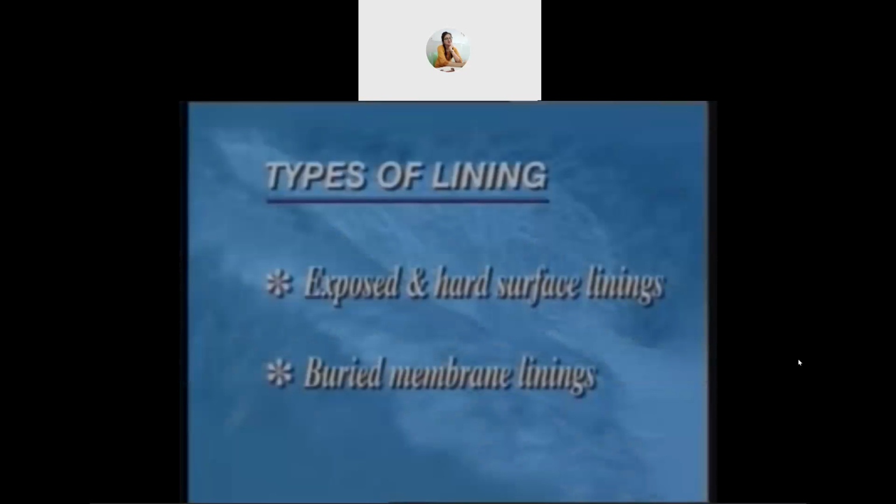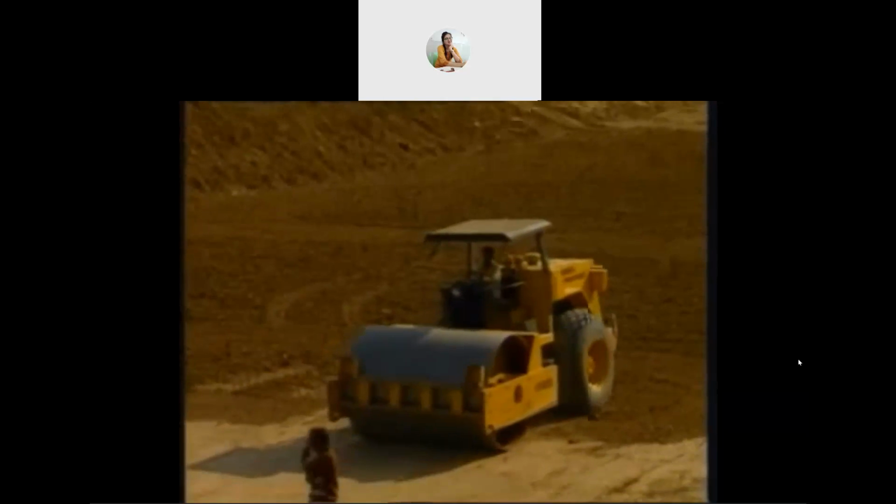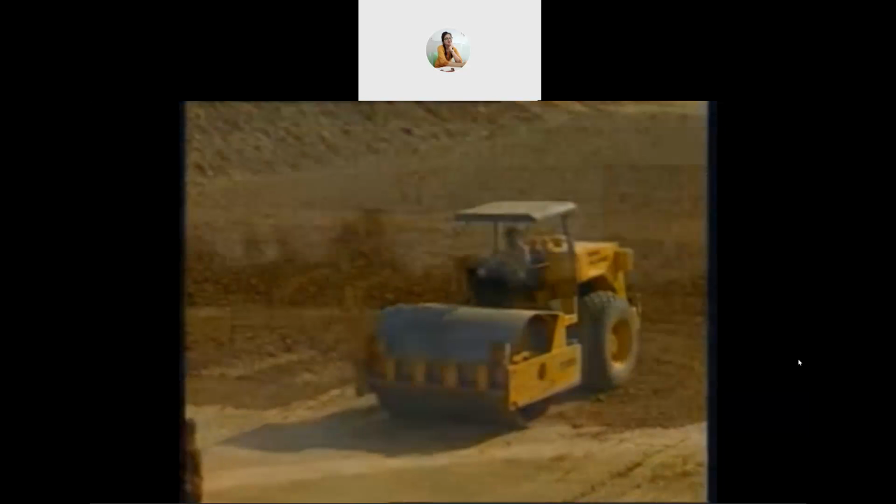Various types of lining can be mainly grouped into two categories: exposed and hard surface linings, and buried membrane linings. The initial cost of exposed linings is generally high. They are recommended for use where structural safety is the primary consideration. There are several types of linings. Thick, compacted earth lining may prove to be economical where suitable material for construction is available at site.